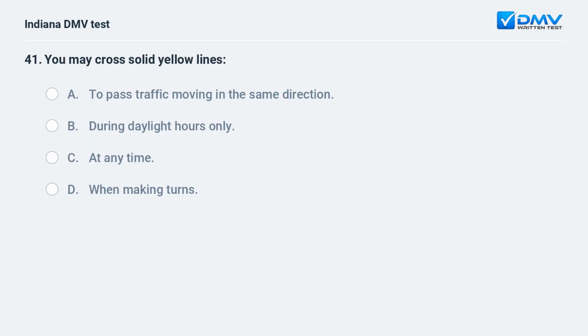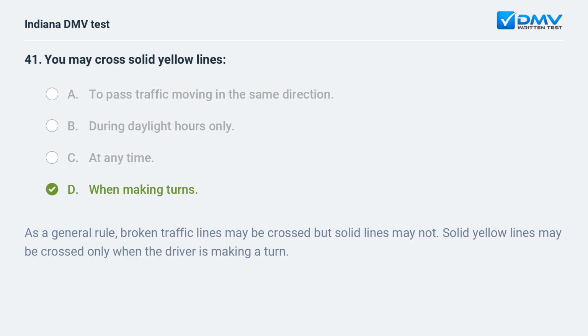You may cross solid yellow lines. A. To pass traffic moving in the same direction. B. During daylight hours only. C. At any time. D. When making turns. As a general rule, broken traffic lines may be crossed but solid lines may not. Solid yellow lines may be crossed only when the driver is making a turn.